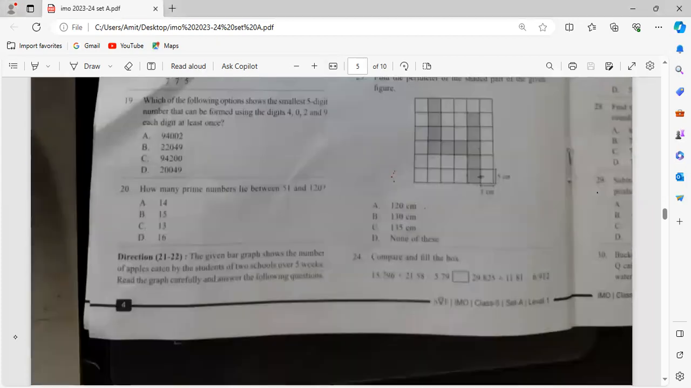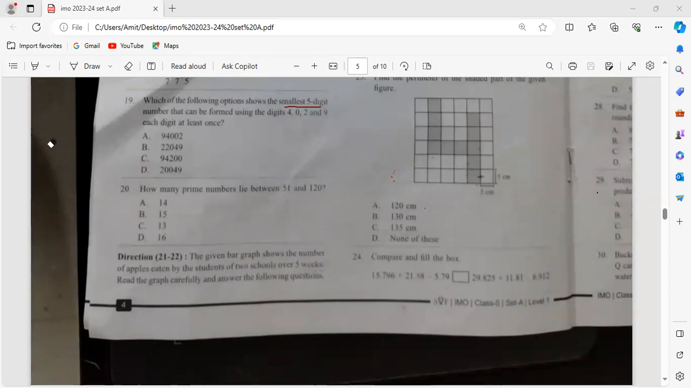Which of the following options shows the smallest 5-digit number that can be formed using the digits 4, 0, 2, 9, each digit used at least once? So you want to form the smallest 5-digit number. So you can't start with a 0. So you have to start with a 2. And you want the smallest digit. So it will be 20049. That will be the smallest number. That will be option D.